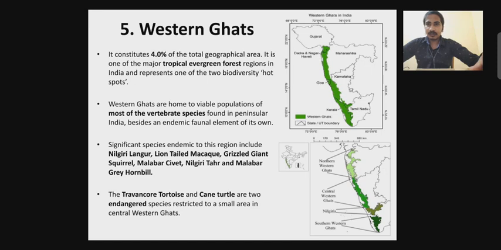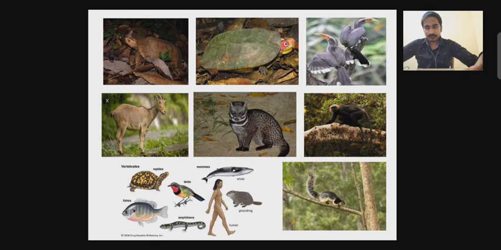Now significant species endemic to this region include Nilgiri langur, lion-tailed macaque, Grizzled giant squirrel, Malabar civet, Nilgiri tahr, and Malabar grey hornbill. The Travancore tortoise and Kent turtle are two endangered species restricted to small areas in the central Western Ghats. So here are the animal species which are found mostly in the Western Ghats.